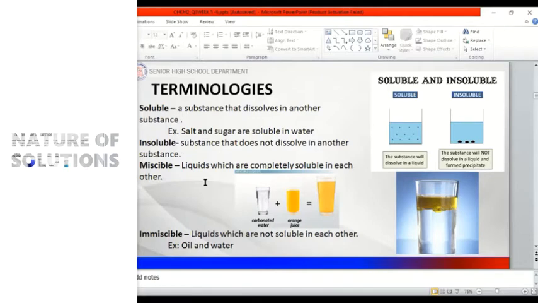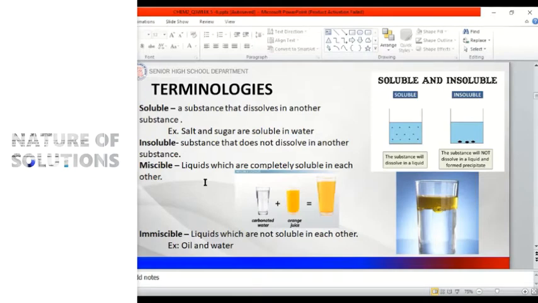We also have miscible. Right now we're talking about liquids. When liquids are completely soluble in each other, then that is called miscible. So when we have two liquids added together to form a solution, and they are completely soluble, then that is miscible.